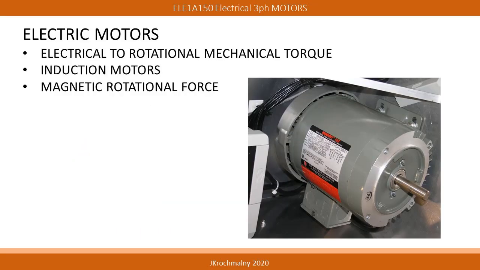Electric induction motors convert electrical energy into rotational mechanical torque to perform the work. They are called induction motors because the flux lines generated in one coil result in a voltage induced in the other. If there's a difference in voltage in the induced coil, there will be a current flow in that induced coil, resulting in the generation of its own flux lines.